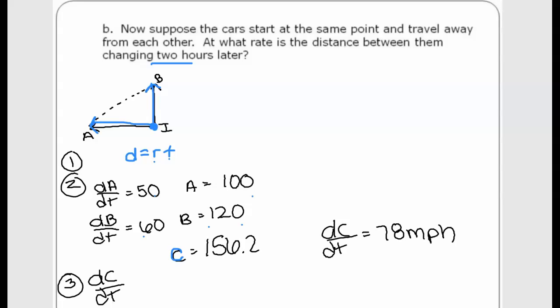And then it should make sense that their rate of change isn't changing. Their velocity isn't changing. Therefore, the rate of change between them isn't changing. But now they're getting further and further apart at 78 miles per hour instead of closer together. Therefore, that dC/dt value is positive. So it didn't matter how far apart they were, since they were traveling at a constant rate, then their rate of change is also constant, which is why I added this as part B.